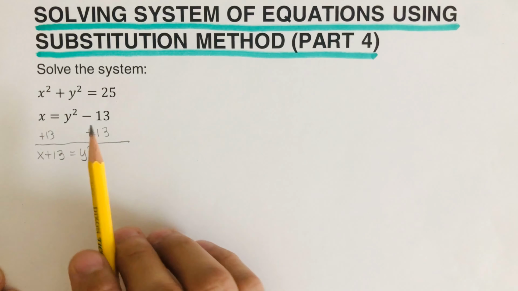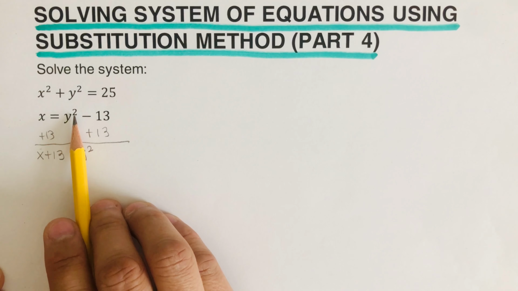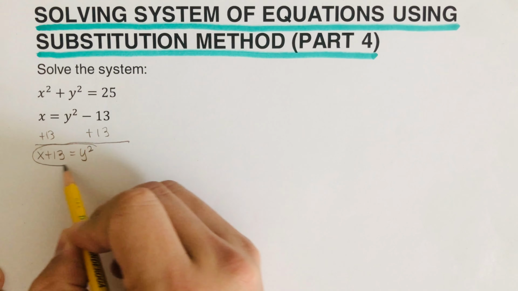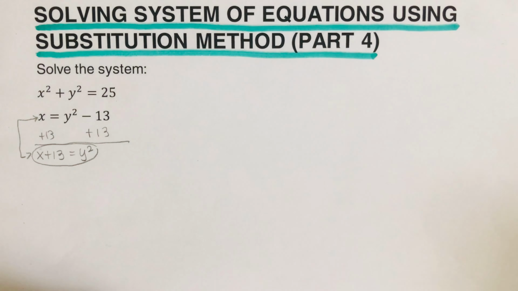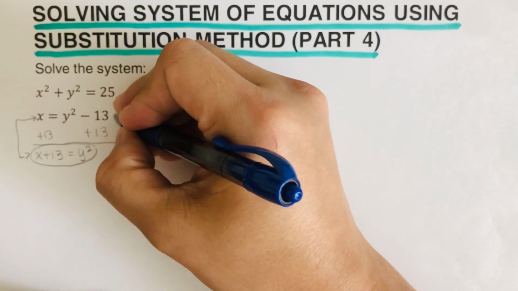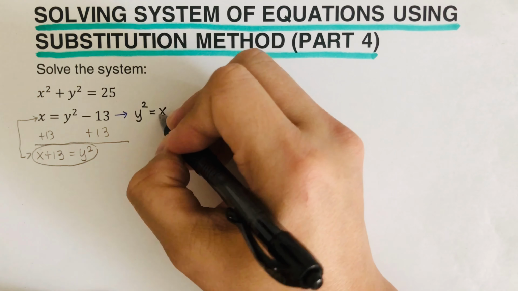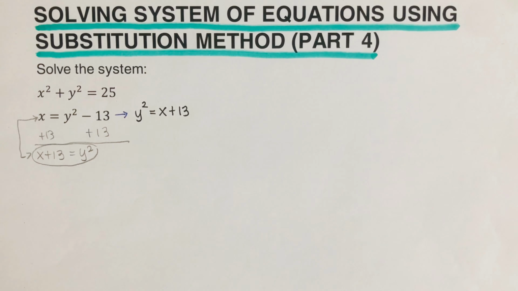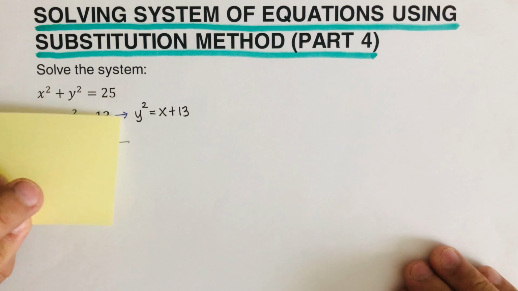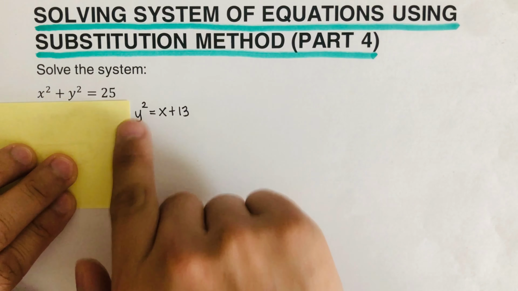What I did was change this form so that y squared is isolated by itself, so that this is equivalent to this equation. These two equations right here are equivalent equations. So this equation can be changed as y squared is equal to x plus 13. Again, these two are equivalent. I just have y squared by itself. So we will be working on these two equations since we already isolated y squared by itself.